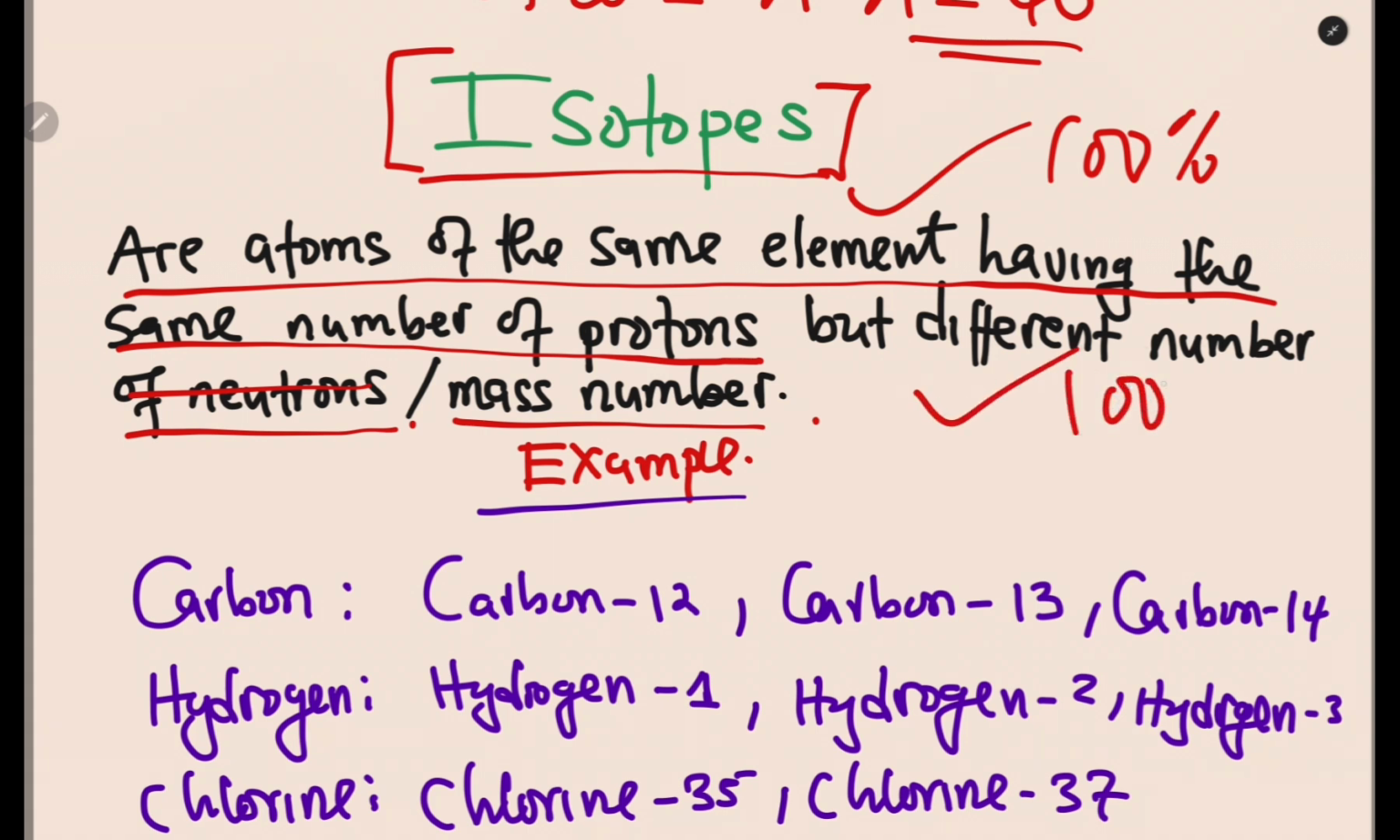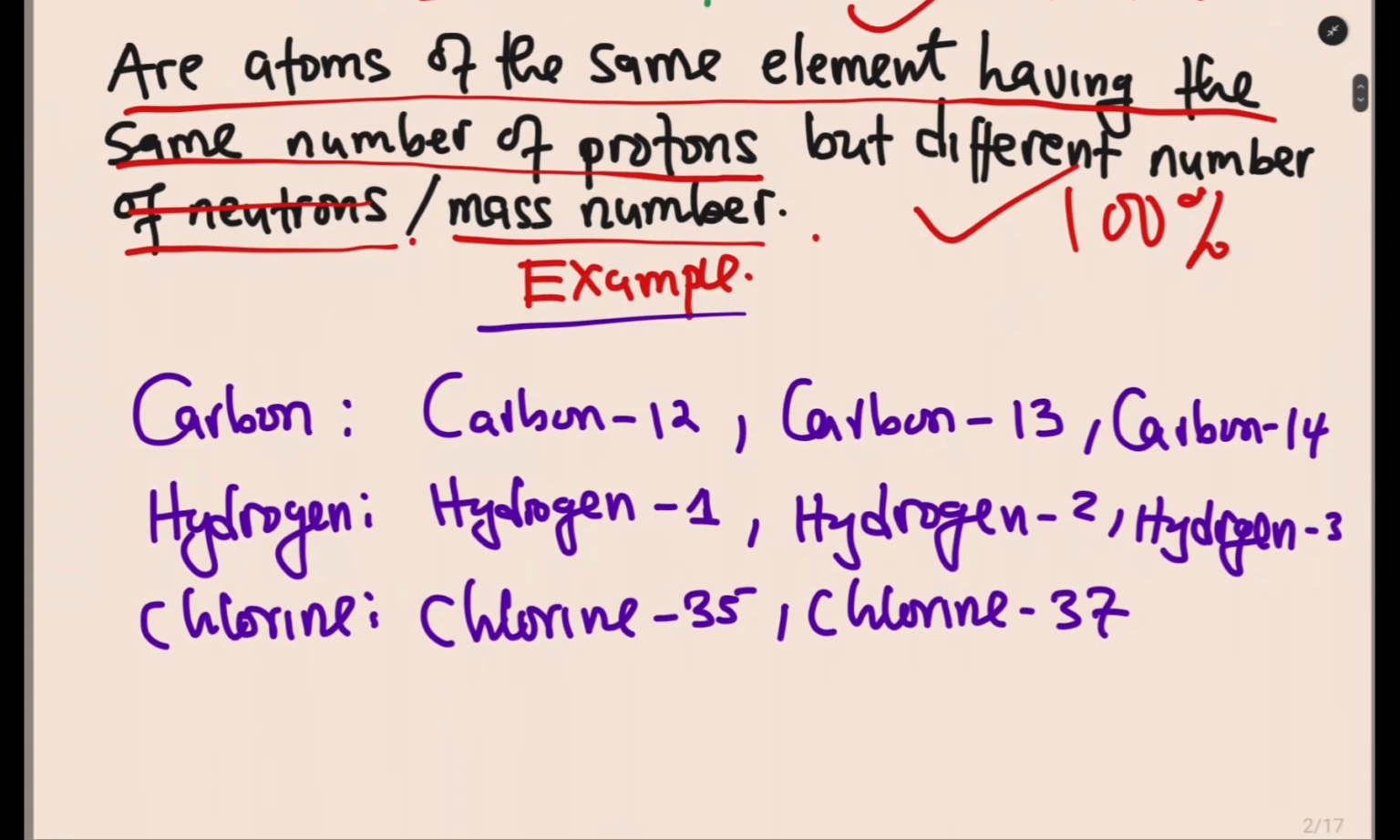You are still 100% correct, or you can put O. So that is how you define isotopes. So you should be able to define isotopes precisely. Okay, now what are some of the examples of isotopes?